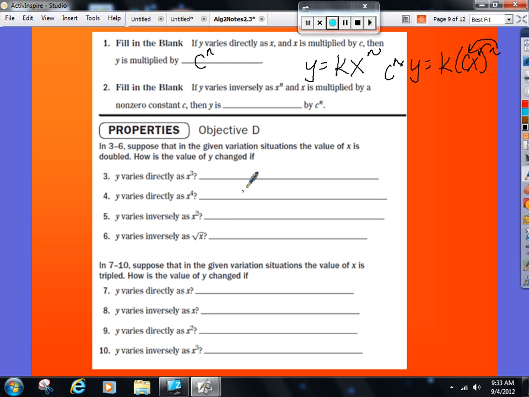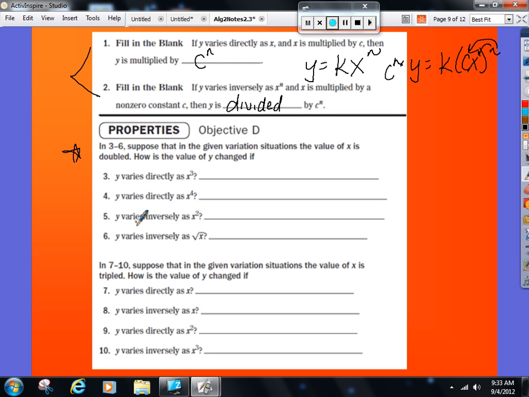Okay? If y varies inversely as x to the n, and x is multiplied by a non-zero constant c, then y would have to be divided by c to the n, because if one's getting big, the other has to get small. These are direct applications of what the theorem says. There's no real math here, just asking, did you understand what the theorem said? Okay, here's where we're jumping into the number problems.